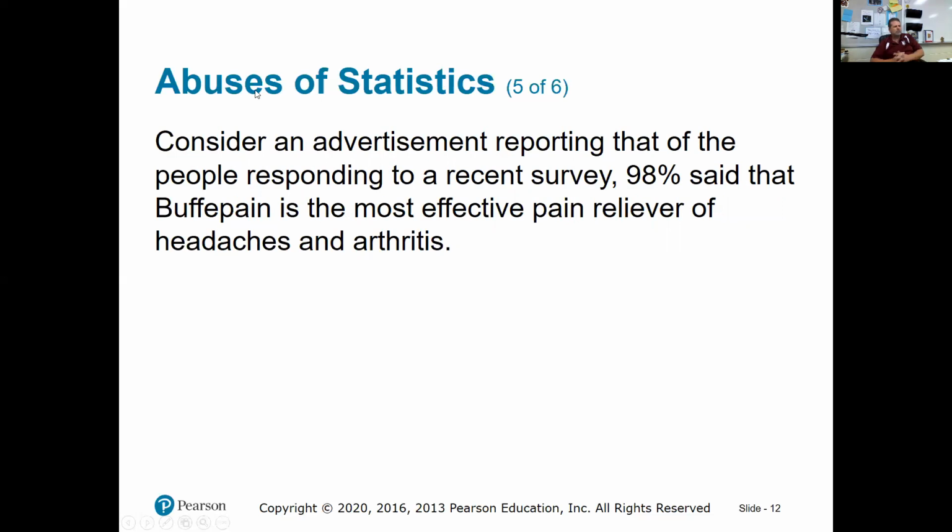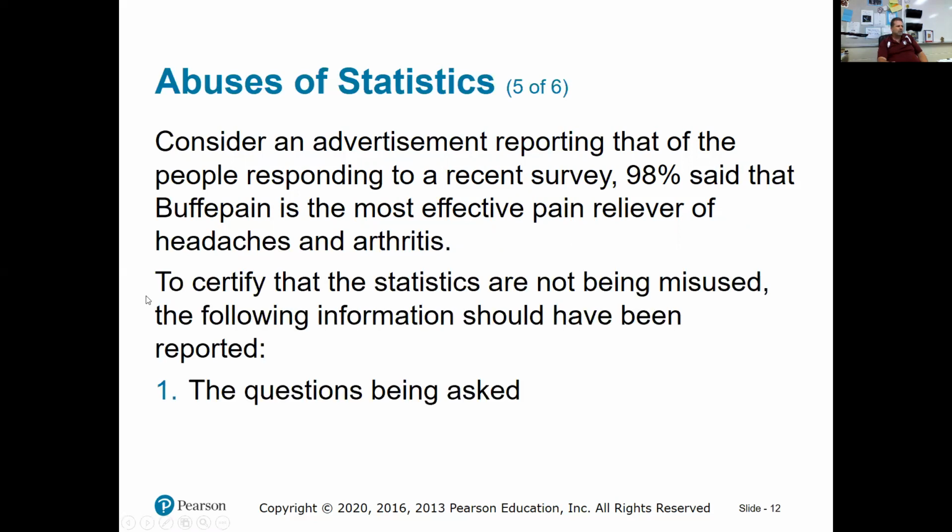Okay, so consider the advertisement reporting that of the people responding to a recent survey, 98% said that Buff-Pen is the most effective pain reliever for headaches and arthritis. It could be true, but is it leading? Okay, of course it's leading. If you know all that information, that is a definite leading question.